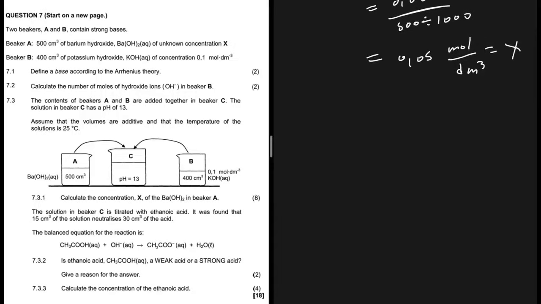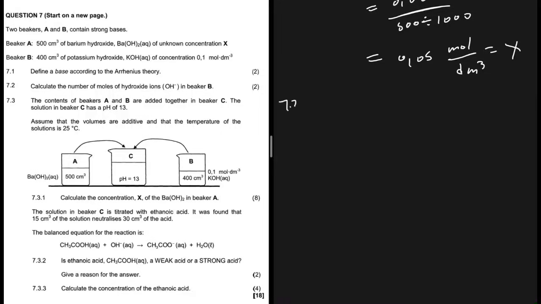7.3.2 starts with the statement that the solution in beaker C is titrated with ethanoic acid. It was found that 15 centimeter cube of the solution neutralizes 30 centimeter cube of the acid, and then we are given a balanced equation.